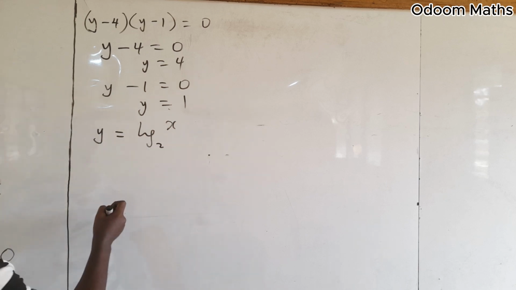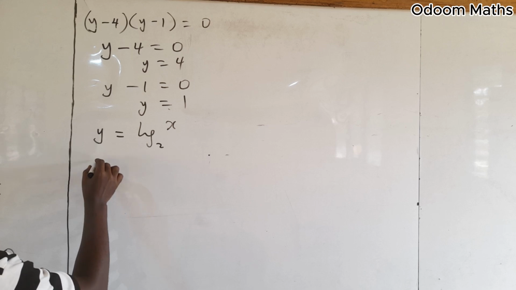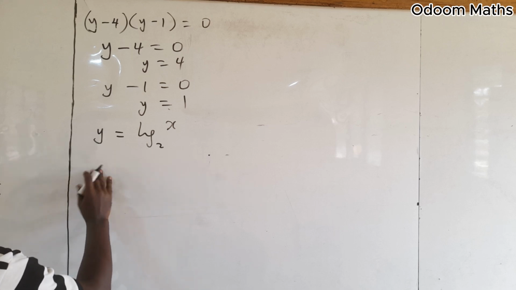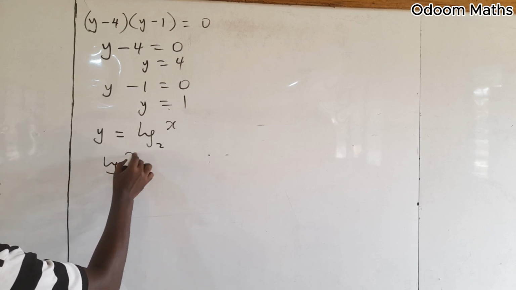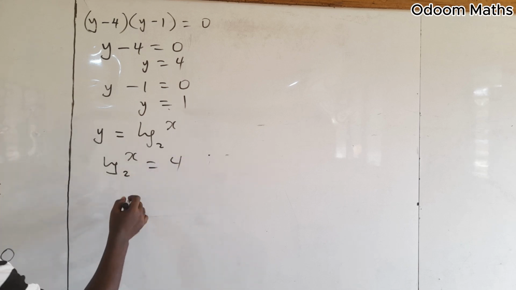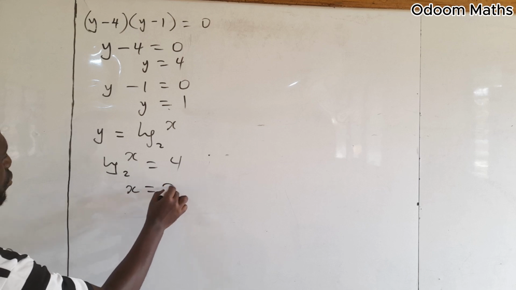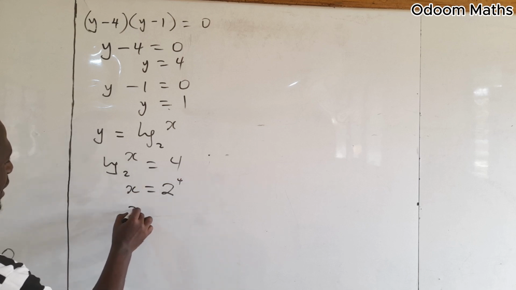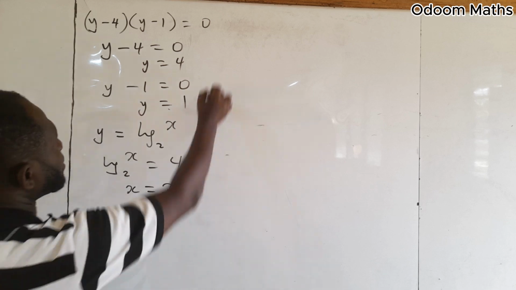Okay, so in this case, let's take the first answer. So 4 is equal to, let me write it here, log x base 2 is equal to 4. So we're changing this one to indices. That is going to be, x becomes 2 to the power 4, and x is going to be 16.